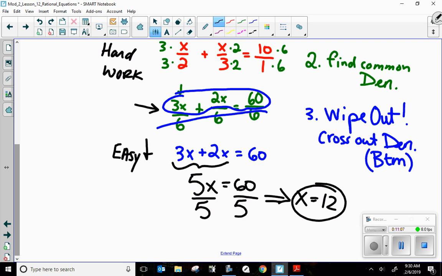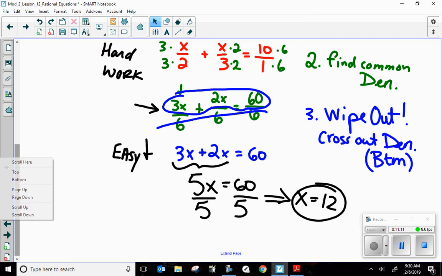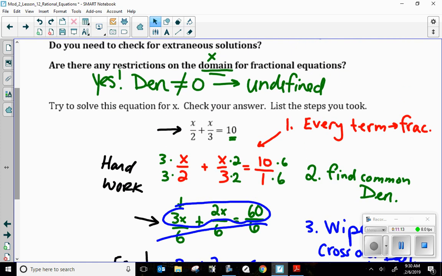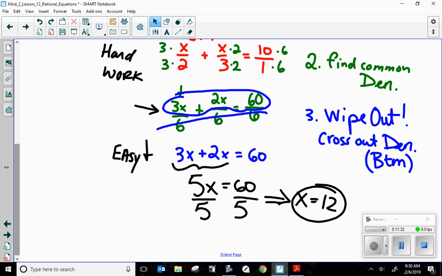Now, they told us to check this. We're just going to do a quick check because we're in Algebra 2. We should be able to check this quickly. 12 over 2 gives me 6, plus 12 over 3 is actually 4. 6 and 4 does equal 10. So there's our check. Boom. All right? Good. It wasn't that bad, but this was an easy problem. I get it. But I'll stay with you when we do these problems. Don't worry, I'm not going anywhere.